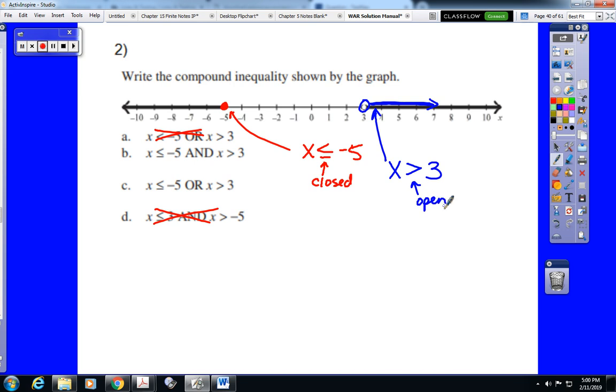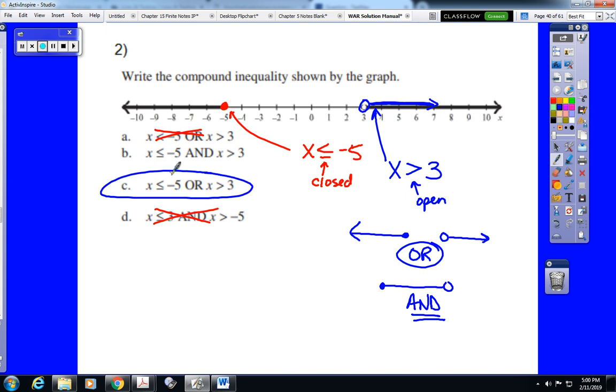So if we look at what we've got, the only difference between answer B and answer C is AND versus OR. So I was correct before when I said it, and I backed off because I talked myself out of it. We have 2 arrows pointing away from each other. That is the word OR. If they were shaded in between, that would be the word AND. So in this case, since these arrows are pointing away from each other, the correct answer would be x is less than or equal to -5, or x is greater than 3.